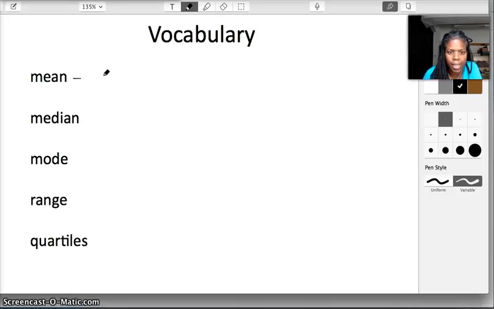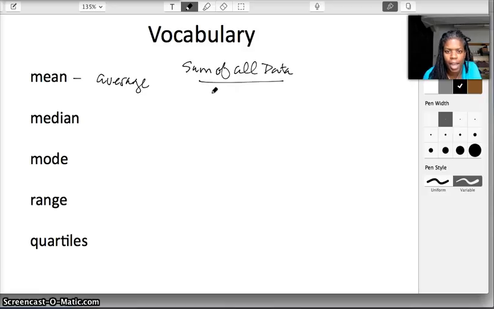So mean is the average, and the average is when you take the sum of all the data, and then you divide it by the number of data points or data entries. Confusing? So let's go ahead and take an example.